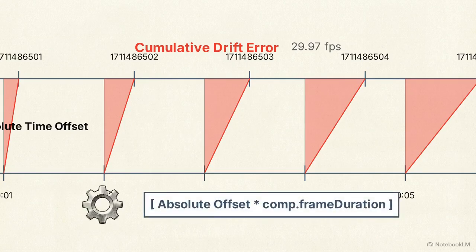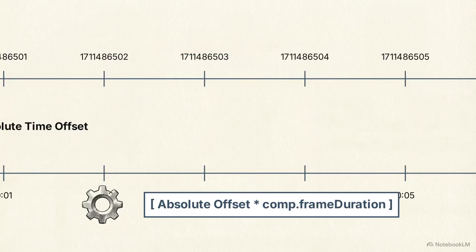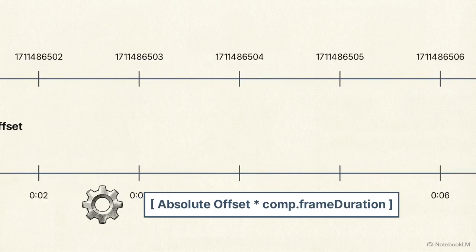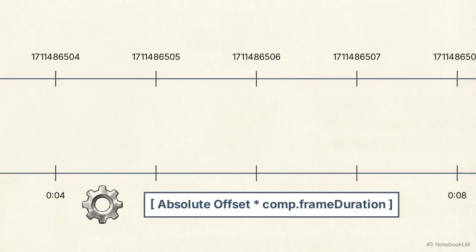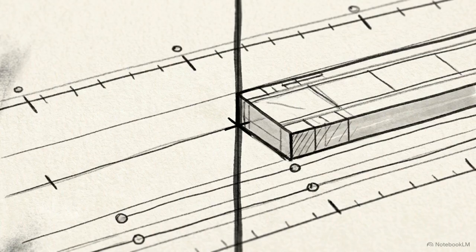That cumulative drift error happens whenever you work with non-integer video frame rates, like 29.97 frames per second. To fix the math, you multiply your absolute offset directly by the comp.frameDuration property. Comp.frameDuration is an After Effects variable that defines the exact length of a single frame in seconds. When you apply it, the axes snap perfectly back into alignment, rigidly locked at every single vertical tick mark. Strictly enforcing this frame-based mathematics over simple seconds guarantees your telemetry synchronization holds true over long, complex edits.